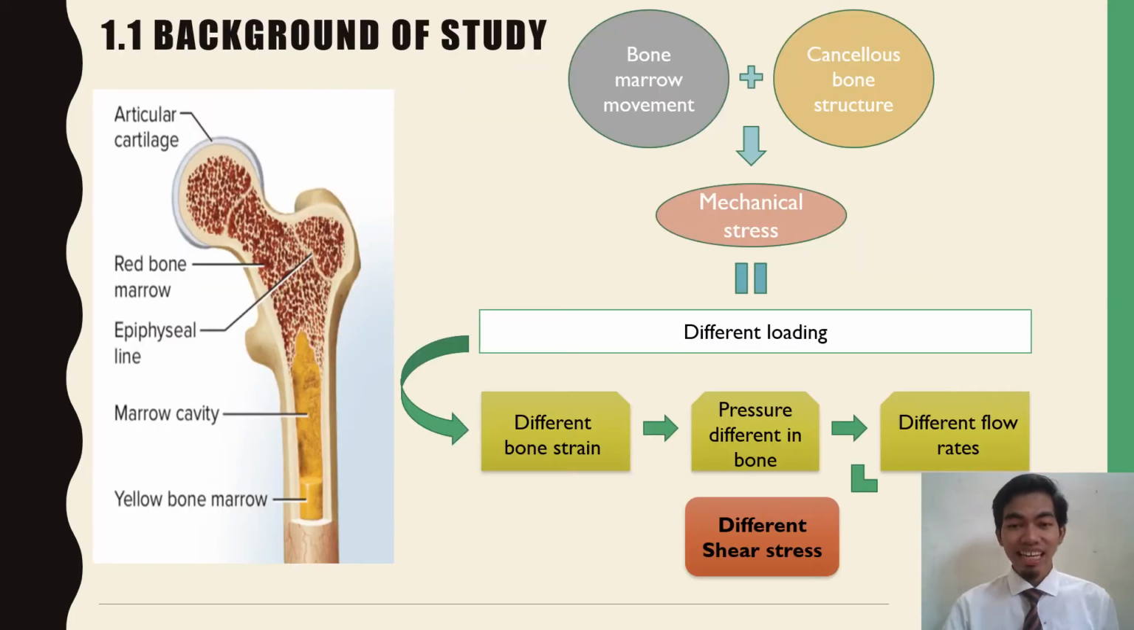So for my background of study, the bone marrow movement and the cancellous bone structure induce the mechanical stresses that act as a stimuli for the mechanobiological response. The routine activities such as walking, jogging, and others result in different loadings on the human bone. This variation in mechanical loading generate different bone strains that create the pressure difference in bone. The different flow rate of the bone marrow are generated from the variation of pressure difference, and this variation in flow rate induce the different shear stress levels that are experienced by bone cells.